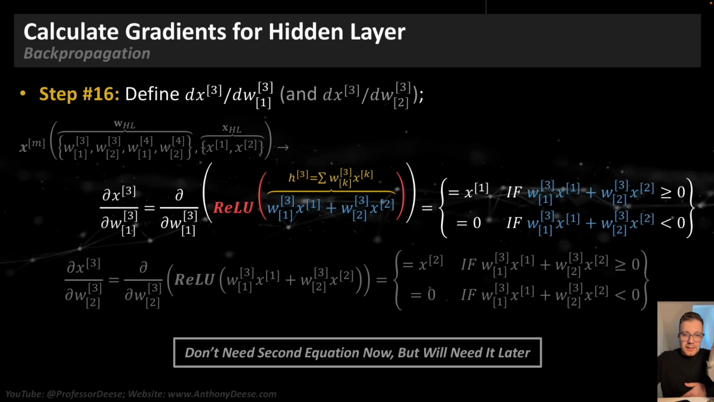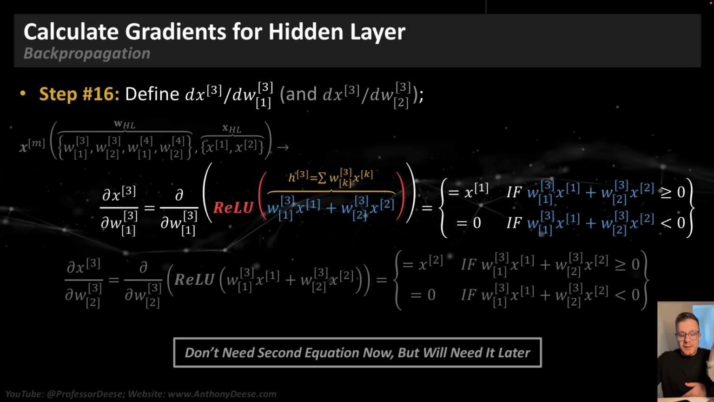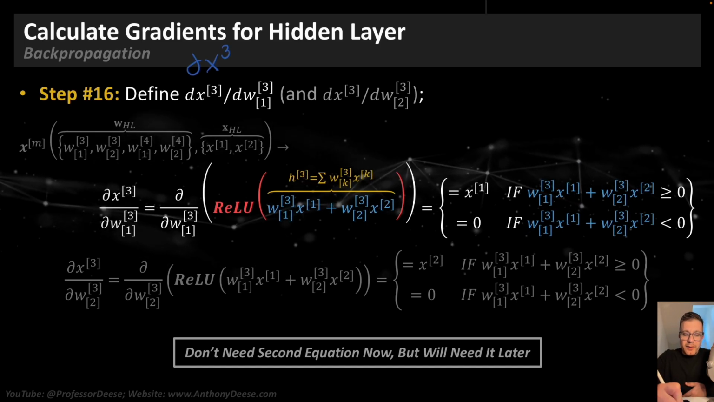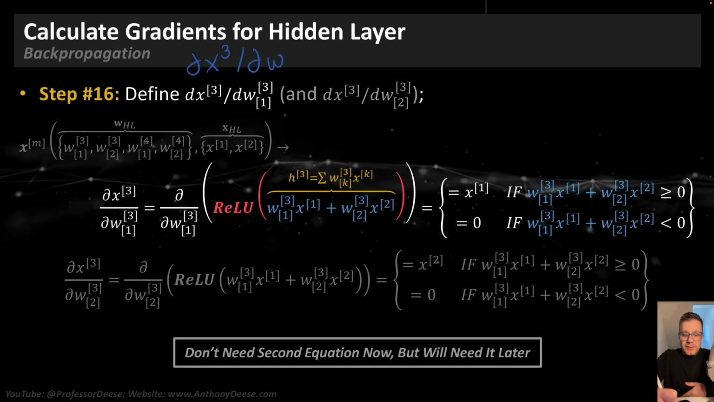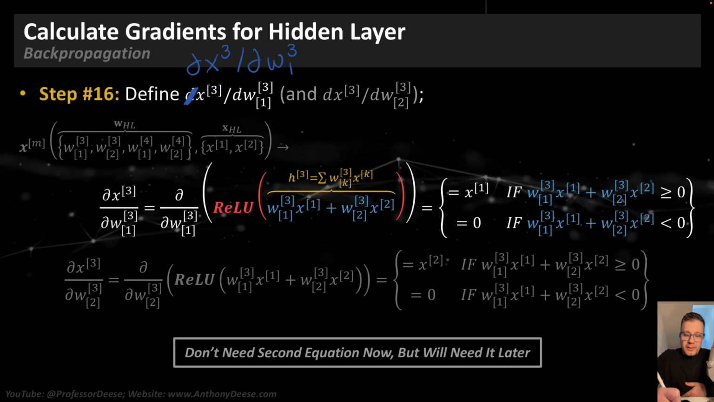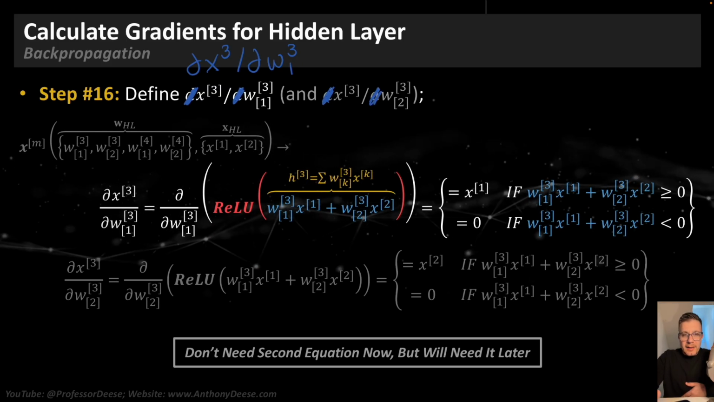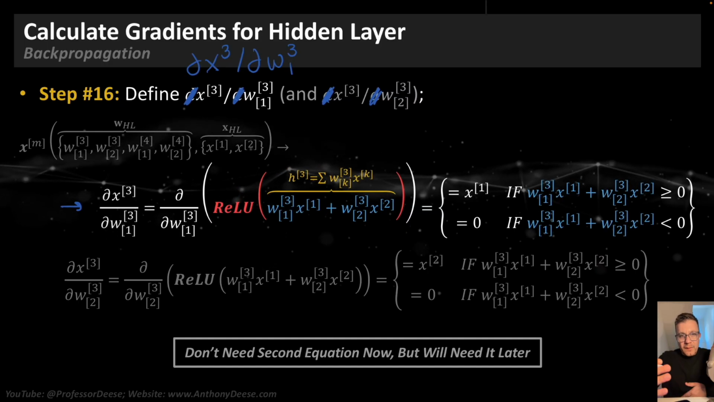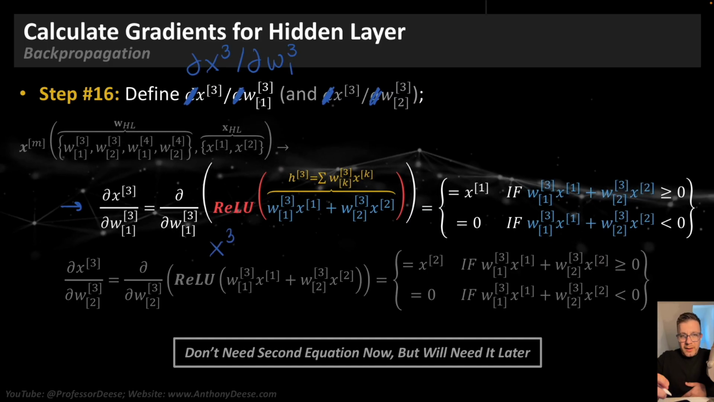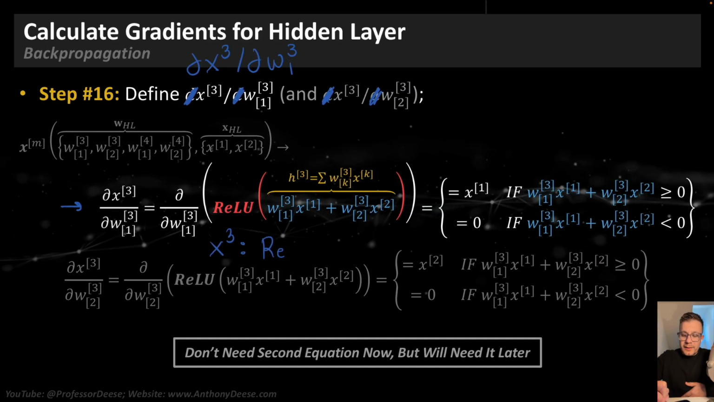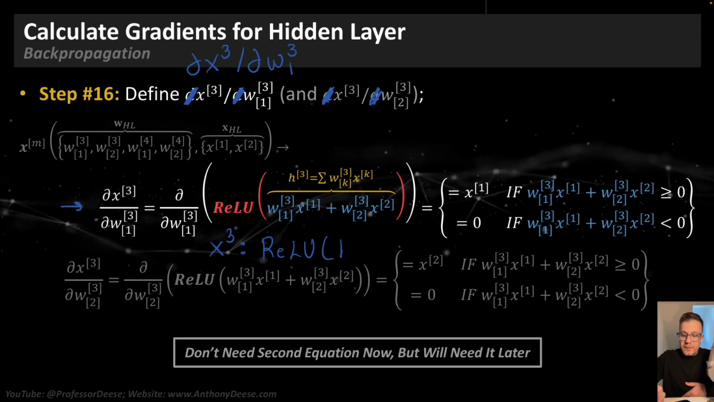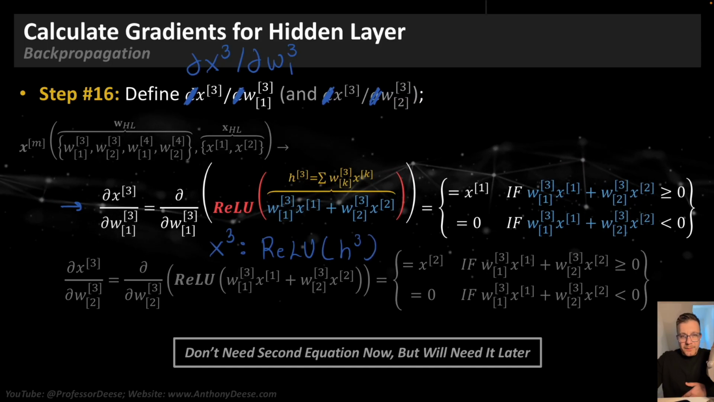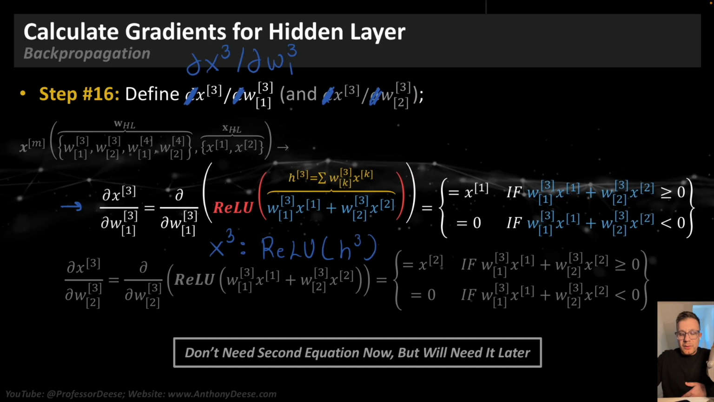In step 16, we attempt to define that final missing partial derivative, the partial derivative of state X3 with respect to synapse weight 1,3. I apologize, I don't know why I neglected to use the curly delta symbols here. So, in order to calculate this partial derivative, first we need to understand that state X3 is yielded by applying the rectified linear unit activation function to the weighted sum H3. Now, how does the rectified linear unit function work?